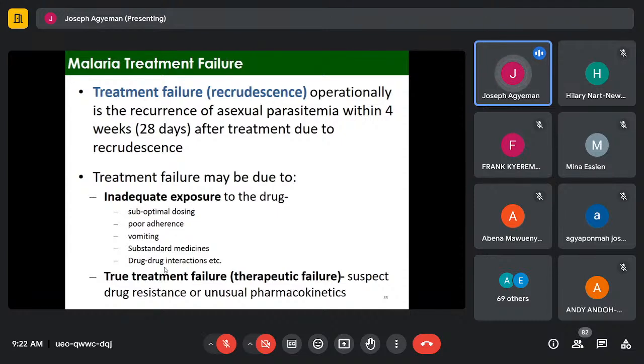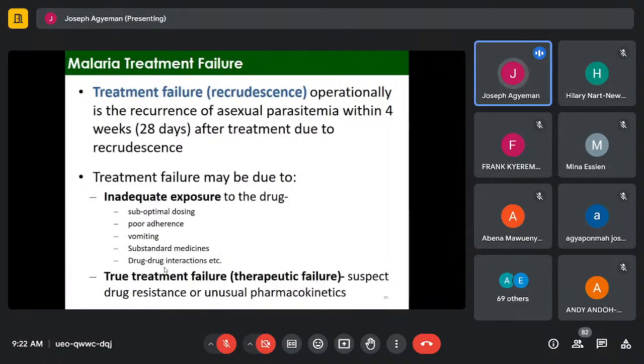So if you take any medicine concurrently with this anti-malaria and it inhibits its absorption, it forms complex with the drug in the GIT, it means that your drug is not going to be absorbed. You need the drug in the blood for it to kill the parasite. You need the drug in the liver for it to kill the parasite.